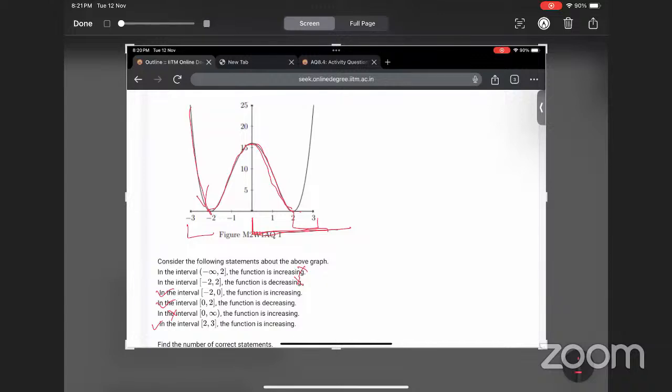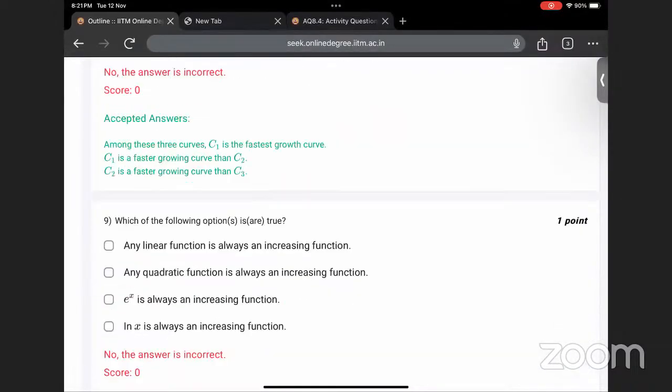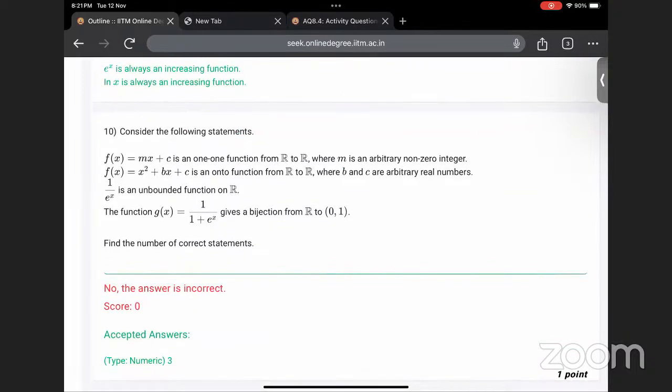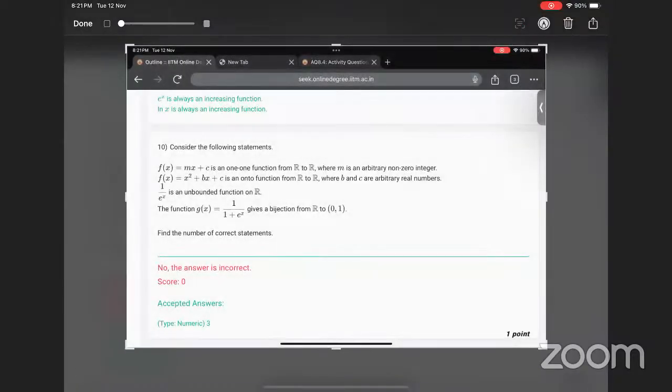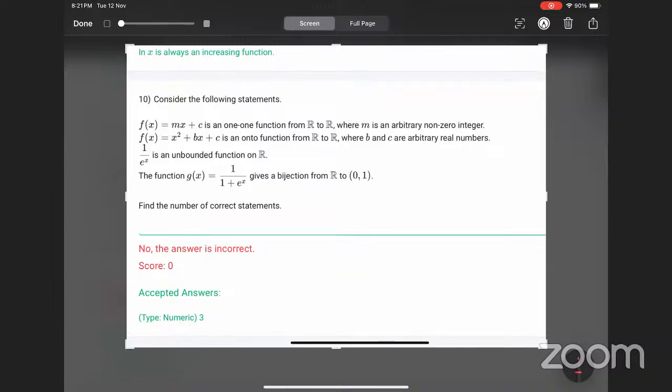Okay, understood, ma'am. Ma'am, the previous question, the 10th question, the second option, can you give an example, ma'am? The second option alone, you said that it is not onto, right, ma'am? Because you said that it is not matching the pre-image. If you put that on a number line, it will be easy to understand.